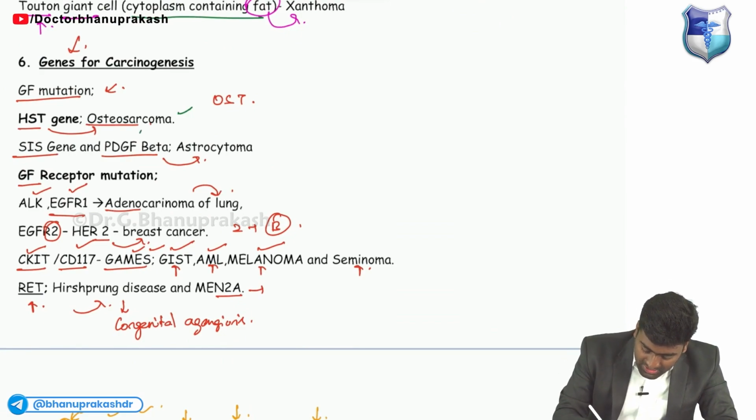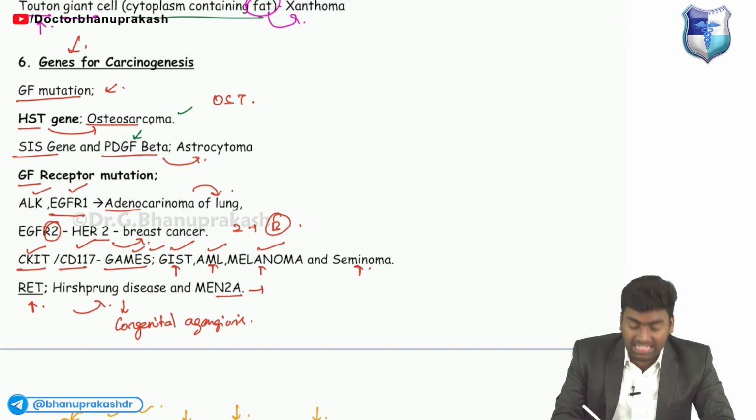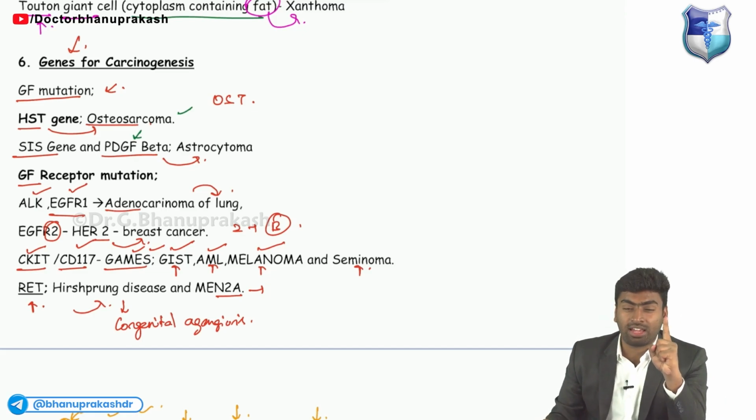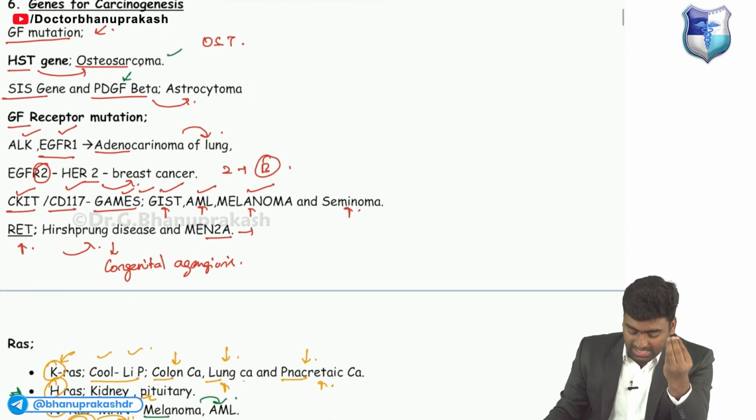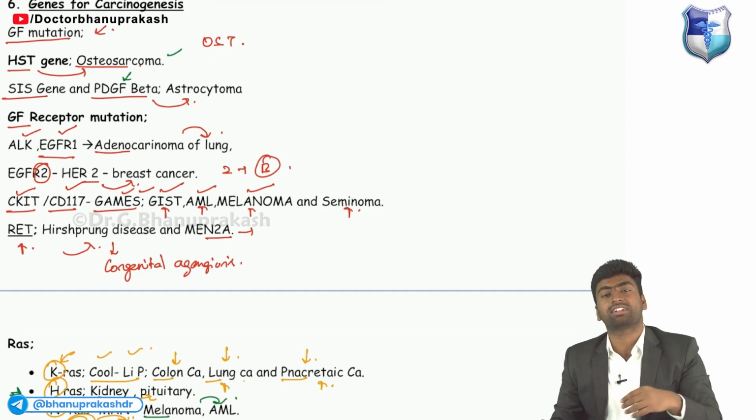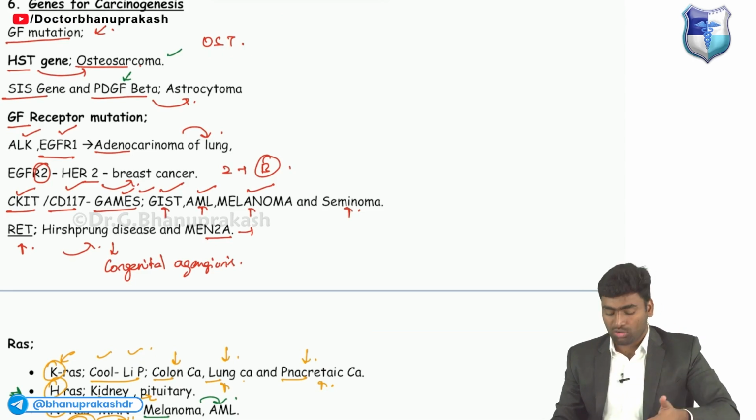Then PDGF-beta is responsible for astrocytoma. ALK and EGFR1 are for lung tumor, whereas EGFR2 and HER2 are for breast cancer. Okay, then KIT or CD117 is for GIST, AML, melanoma, and seminoma.